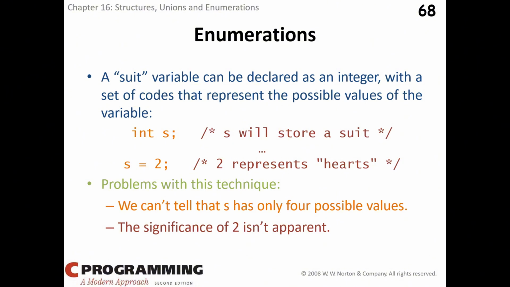So first, using numeric codes like 2 to represent hearts can be cryptic and it lacks clarity. And without additional context, it's not immediately obvious what each numeric value represents. And the second one is that there is no inherent constraint on the possible values of the variable. And we cannot tell from the declaration that the variable should only have 4 possible values, corresponding to the 4 suits of a deck of cards.